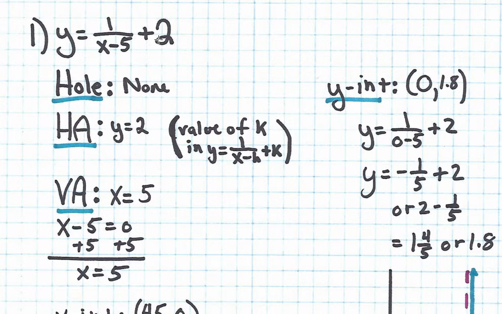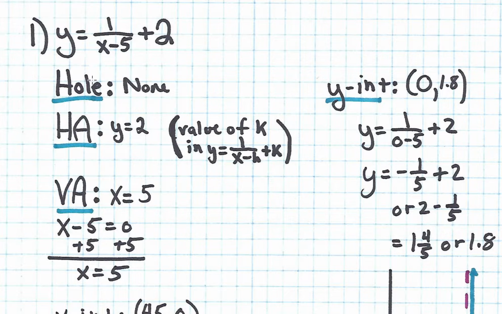So if you remember transformations from earlier in the year, this plus 2 is going to make your parent function move up 2, and this minus 5 on the denominator is going to take your parent function and move it to the right by 5. So you can use that information from earlier, or you can use what we've recently learned about rational functions in order to find more information about this graph.